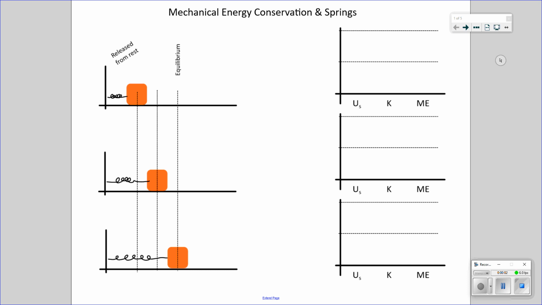Physics students of Earth, welcome to a discussion about mechanical energy conservation when springs are involved. Students in my classes have had discussions about a couple of what are called conservative forces. Conservative forces are forces that can act within a system, and when they do, mechanical energy is conserved.